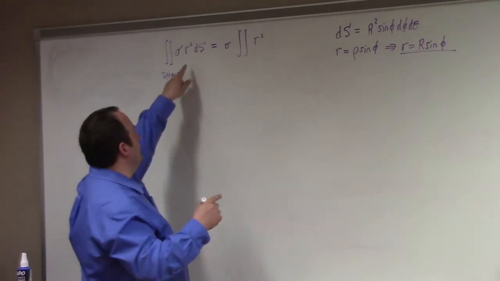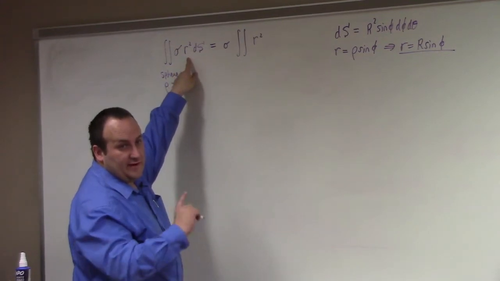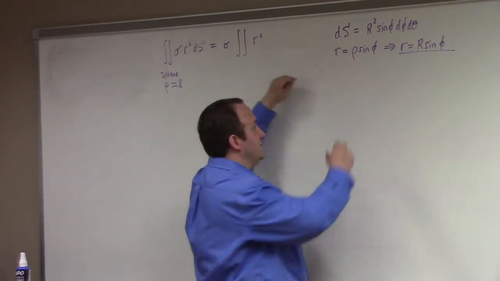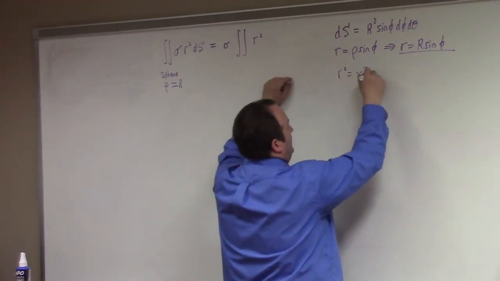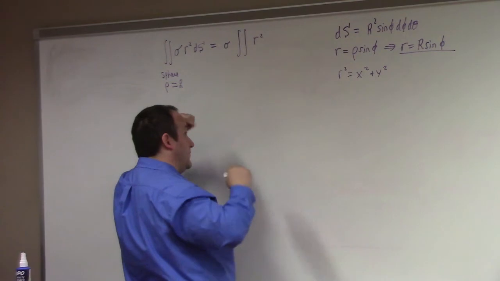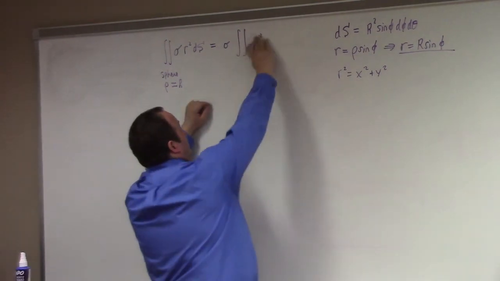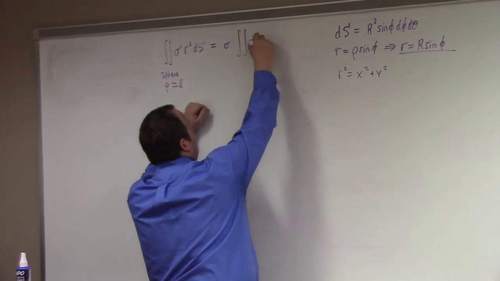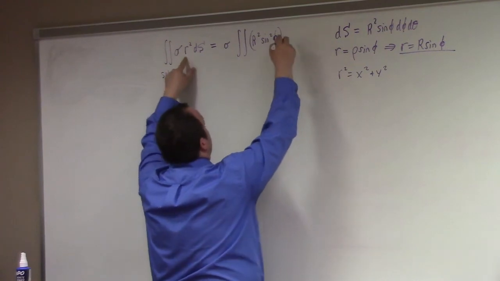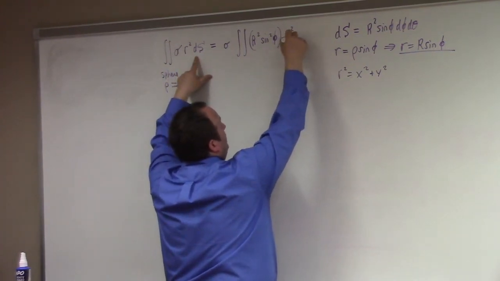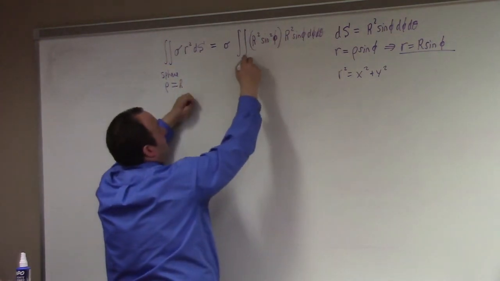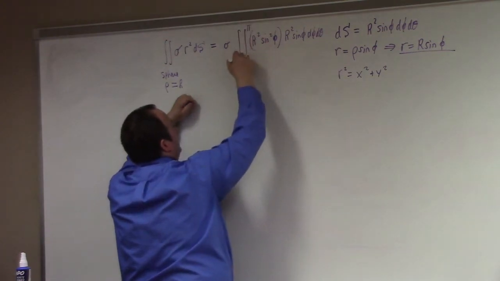Okay, so my point was that this r should be evaluated on the sphere, right? On the sphere that we're working on, R is the radius. This r squared is x squared plus y squared, right? So that is also equal to rho sine phi. So when we put rho equal to R, we get R sine phi. So this r squared gives us R squared sine squared phi. And then the dS is big R squared sine phi d phi d theta, and we're going from 0 to pi, 0 to 2 pi.